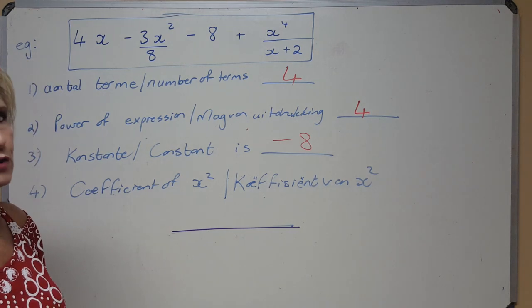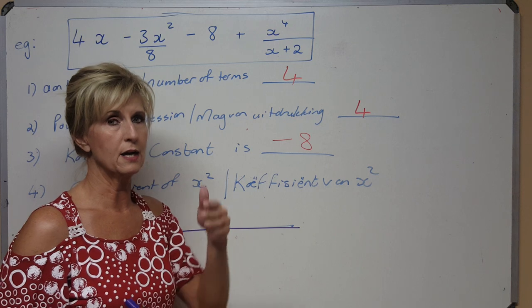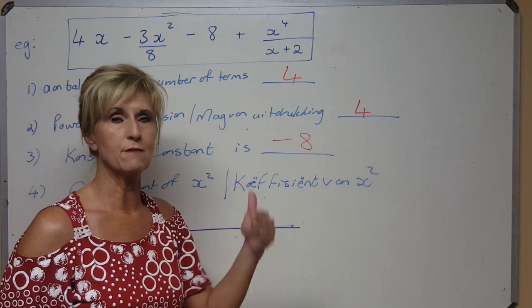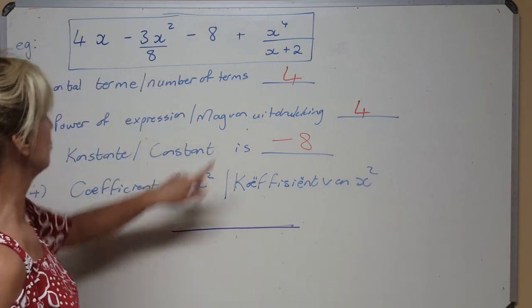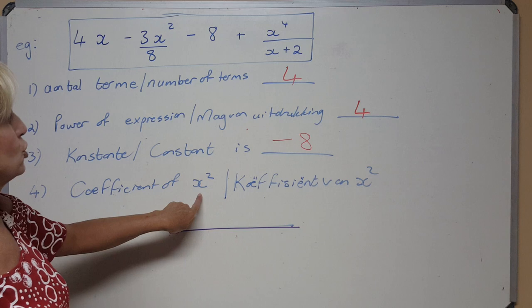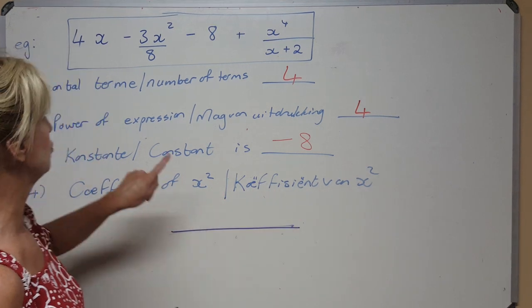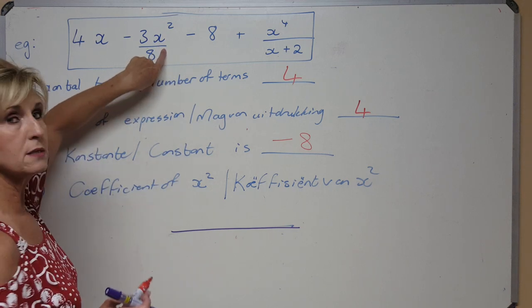En dan soek ons koëffisiënte. Wat se ding is nou weer 'n koëffisiënt? Dis die getal wat voor die veranderlike staan. Coefficient is the number that's in front of the variable. Actual number in front of the variable. Which variable? Because there's a lot. Of x square. So waar is die x kwadraat waarvan ek sy koëffisiënt soek? X kwadraat is daai term. So in that term, what is the coefficient?